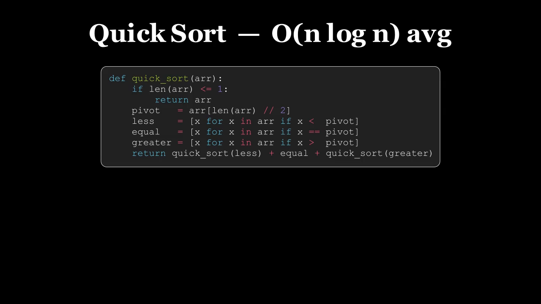Quicksort is also divide and conquer, but it sorts in place when written carefully. Pick a pivot, partition the array so smaller values end up left, larger values right, then recurse on each side. Average O of n log n, worst case O of n squared if you keep picking bad pivots. Randomize the pivot, and that worst case disappears in practice. Tiny constant factors, usually the fastest in real code.